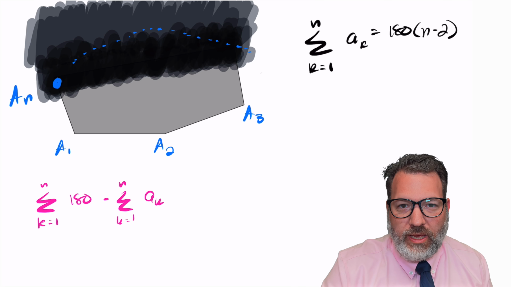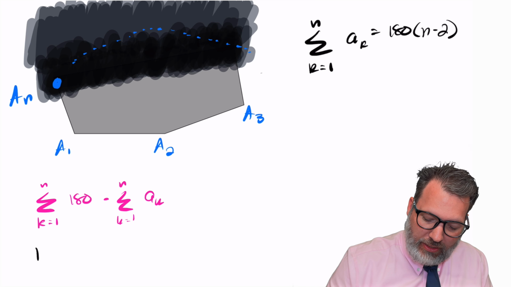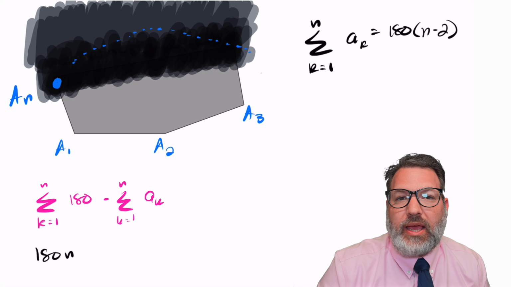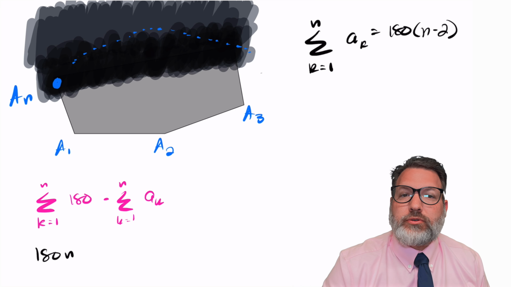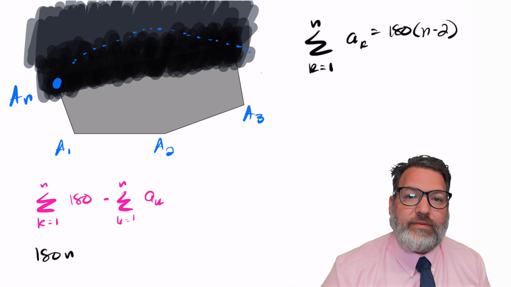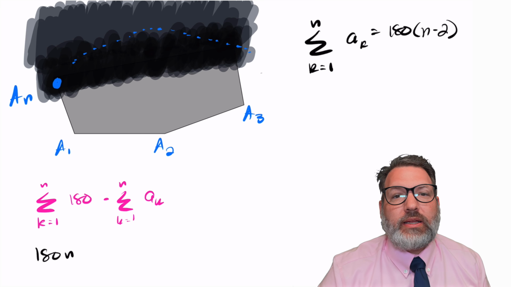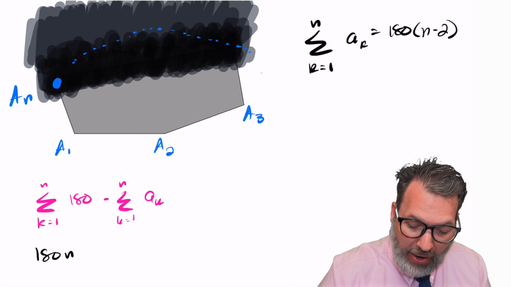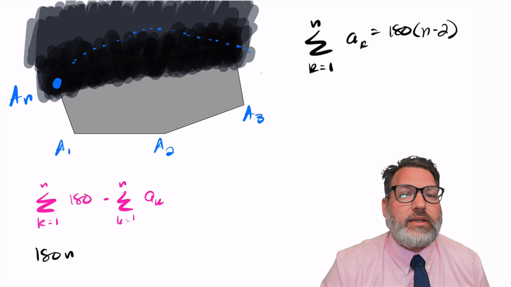The sum from 1 to n for a constant like 180 is just 180 times n. If it's a pentagon, there are 5 180s we're adding together, that's 5 times 180. If it's a decagon, that's 10 times 180 and so on. For our general n-gon here, that's going to be 180 times n. Minus the sum from 1 to n of a sub k, which is simply 180 times the quantity n minus 2.